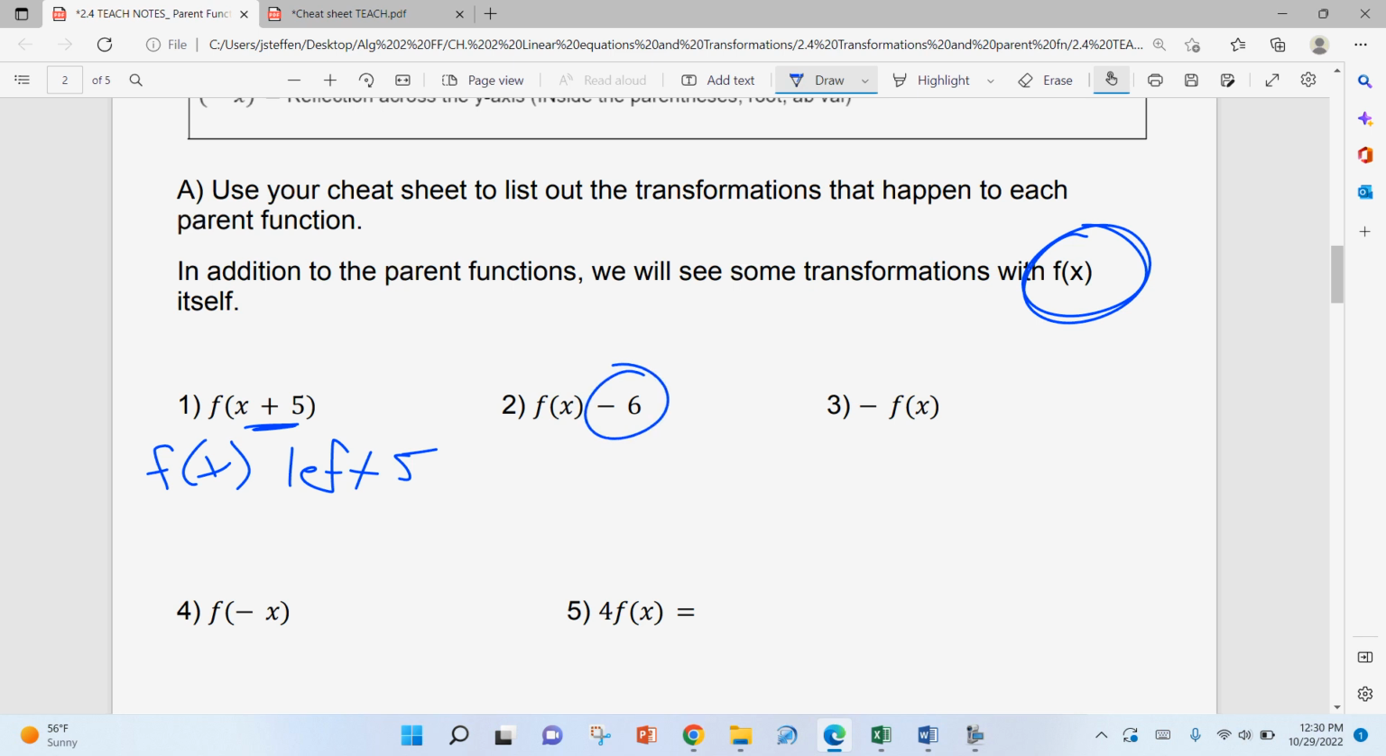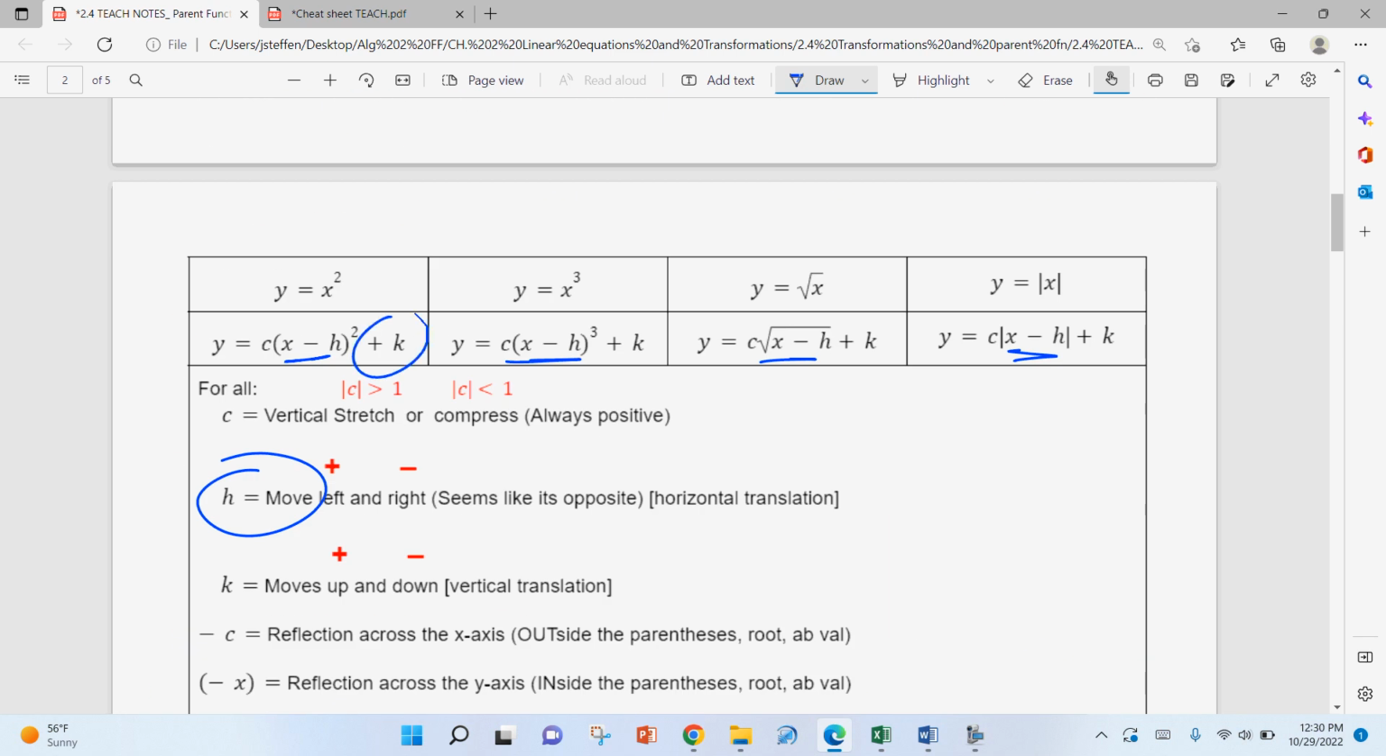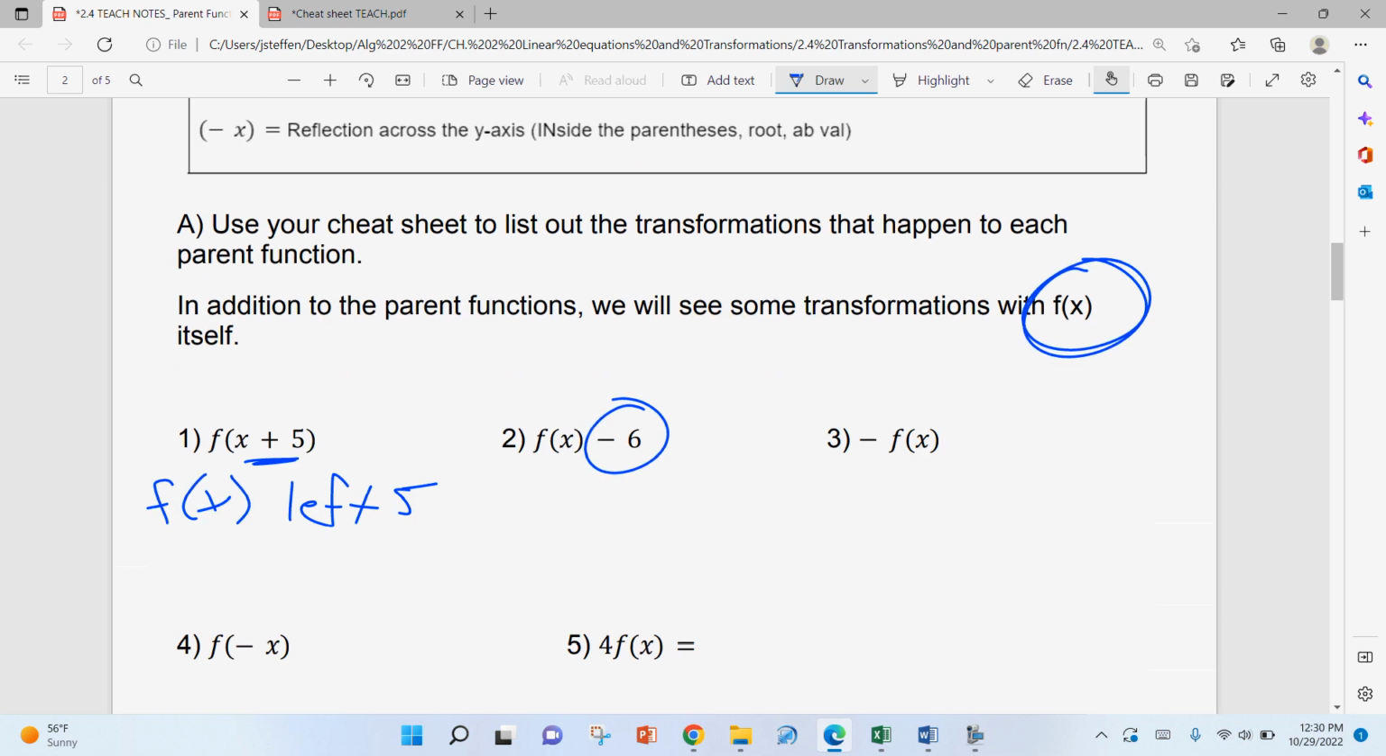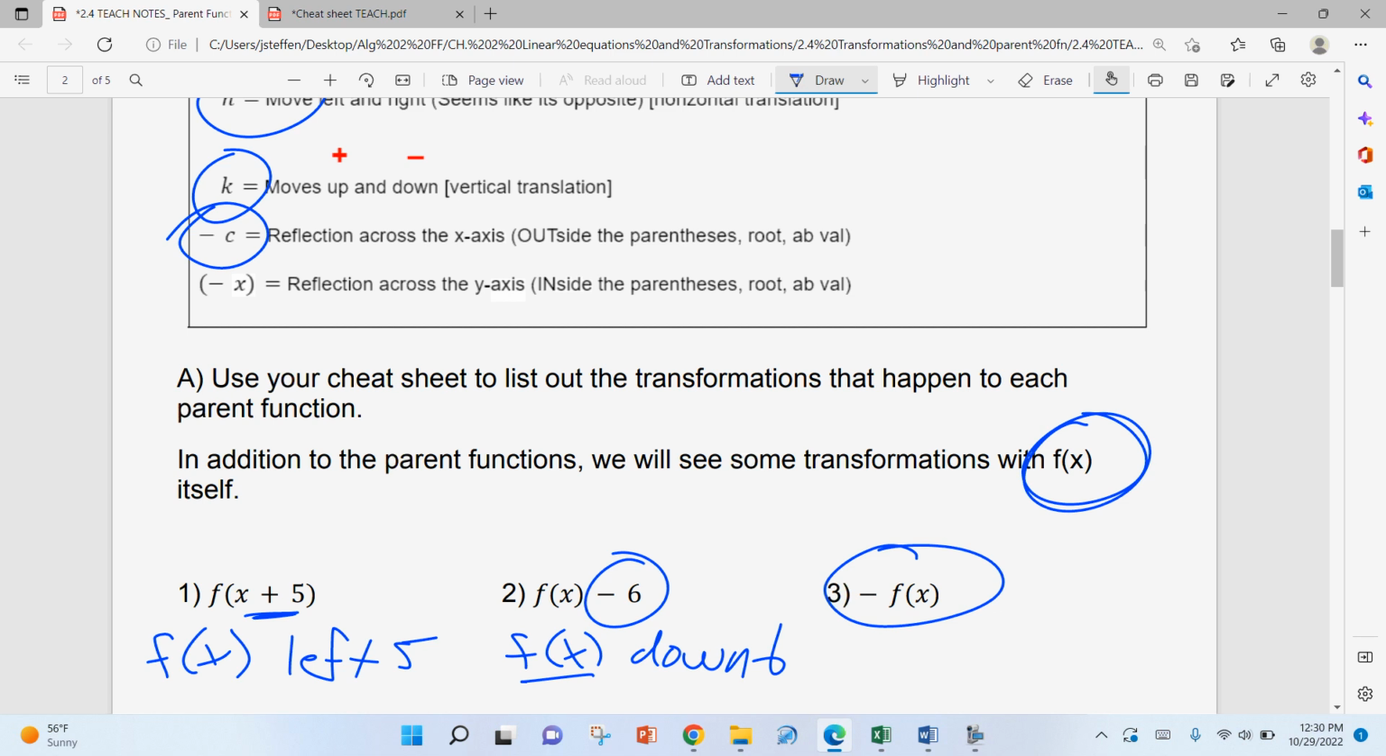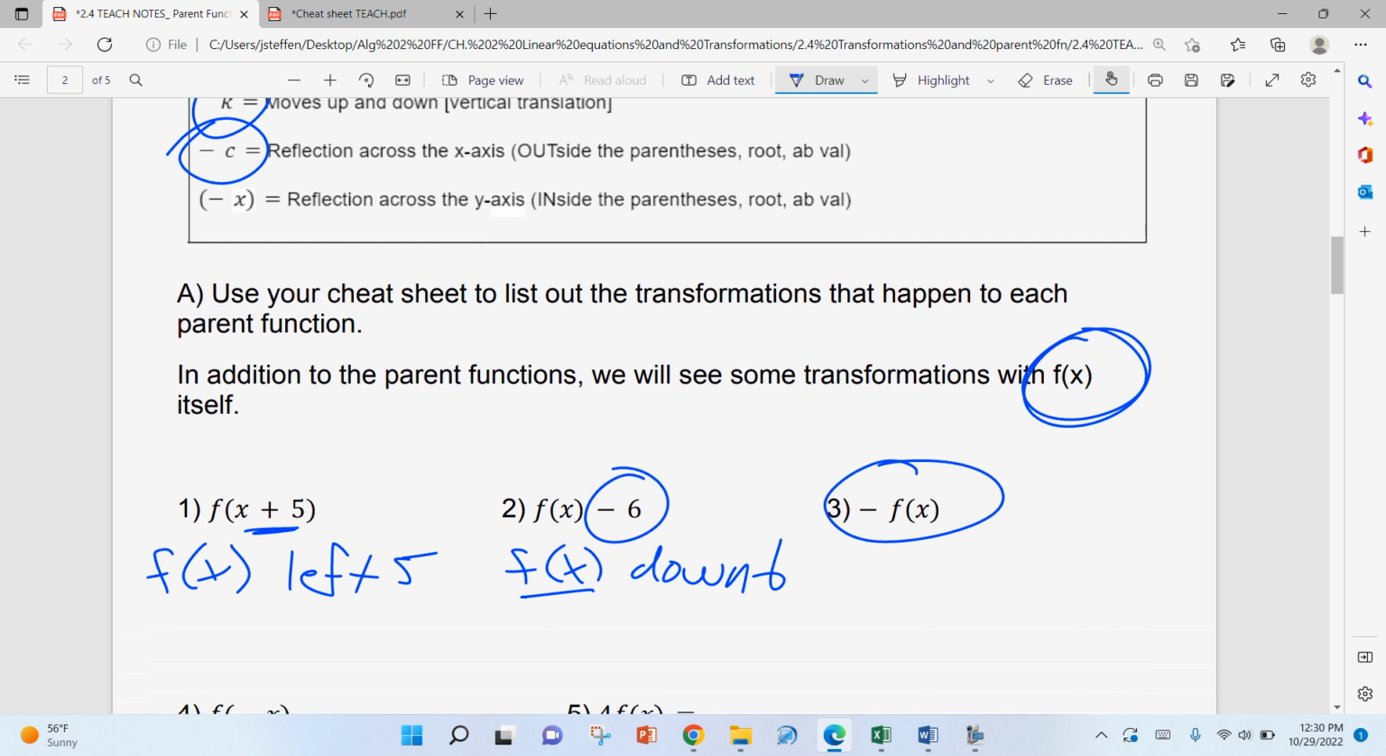x minus 6 outside your parentheses, that's this k. That is up and down, and that one makes sense. So minus 6 means down. So again, essentially you're taking your function f of x, and you're moving that down 6. Now, you don't have to put f of x every time. So this one, the negative sign is outside your parentheses. So that outside is this one. That's reflected across the x-axis.